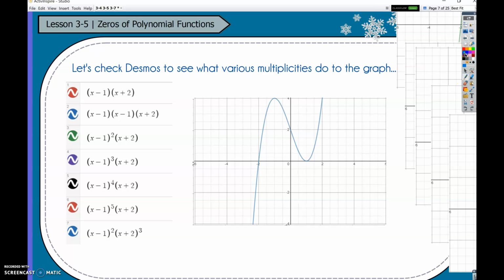We've graphed a lot of parabolas in our day, but now we're looking at a different type of function, kind of a more curvy one. You may recognize that as a cubic, and let's go check how we know that it is. We have an x minus 1 times an x minus 1 times an x plus 2.